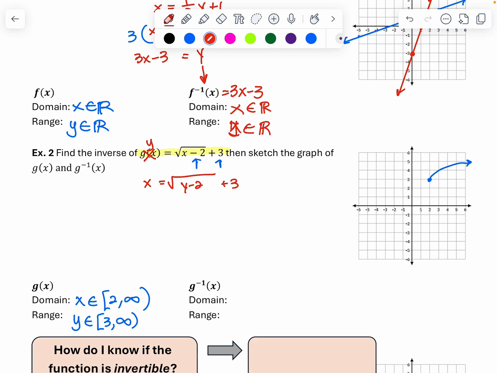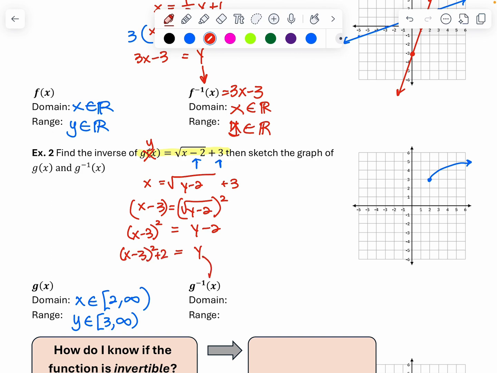So I'm going to subtract 3 from both sides. And now we got to get rid of that square root. So I'm going to square both sides. And we could multiply this out, but it's going to be easier to graph if I leave it this way. So I'm not going to expand, I'm just going to leave it as x minus 3 squared. And then finally I need to add 2 to both sides. So I have x minus 3 squared plus 2.